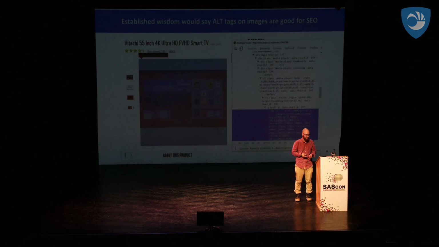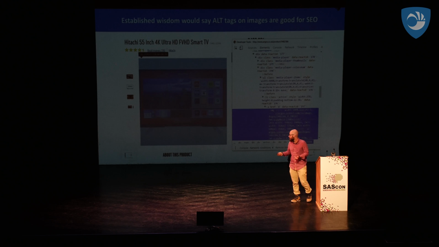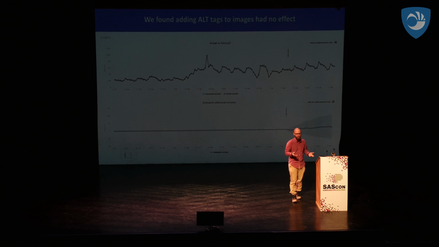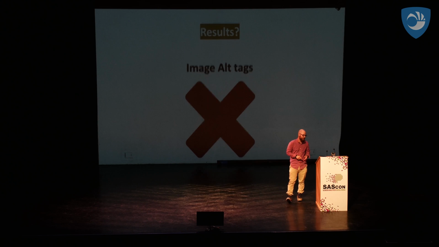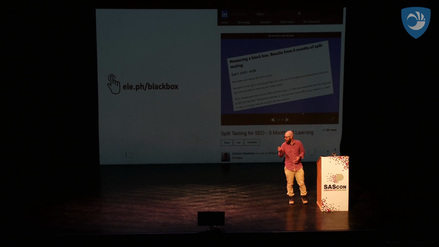So they implemented image alt tags for Argos.co.uk. You probably know it, I guess. And there was no result. As you can see, this line should cross the, I don't know if you can see this part of the screen. Anyways, image alt tags, it turns out, don't really affect SEO at all. There was no change in rankings. And if you want to look more into that, you can follow the link on the screen and see Dominic Woodman's presentation from Distilled about measuring the black box, which is really, really interesting.